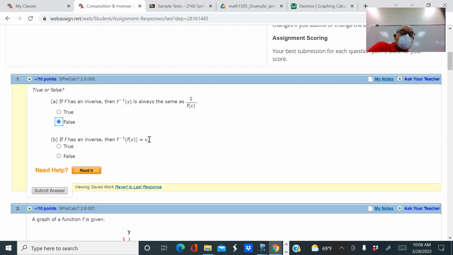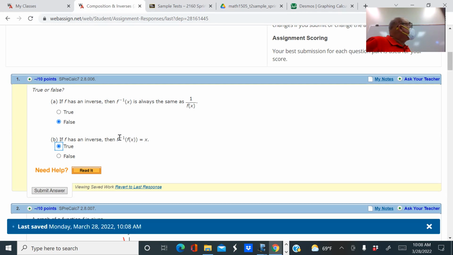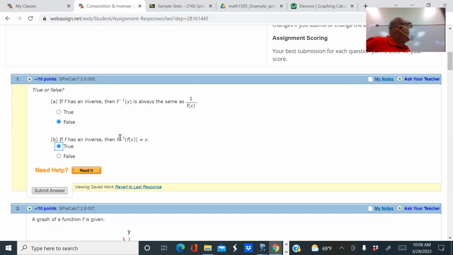Is f inverse of f of x equal to x? Is that true or false? True, right? That's the inverse function property, and that's really the property that's going to make inverses useful to us when we get around to applying inverses in a couple of lectures here. The fact that when you compose an inverse function and the function itself, things simplify to just x.